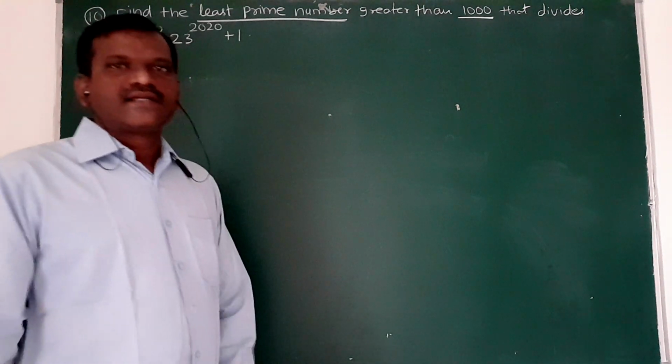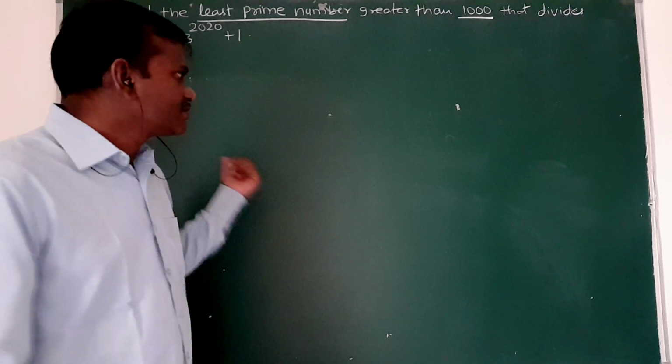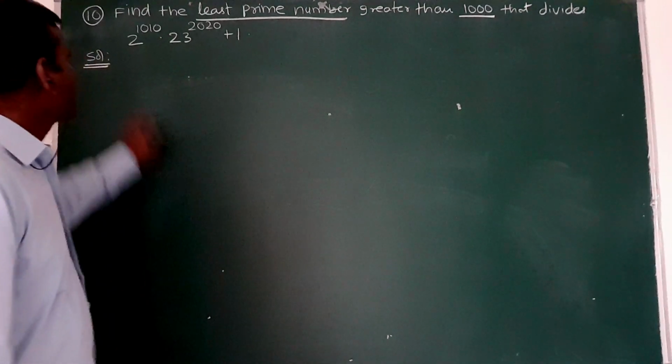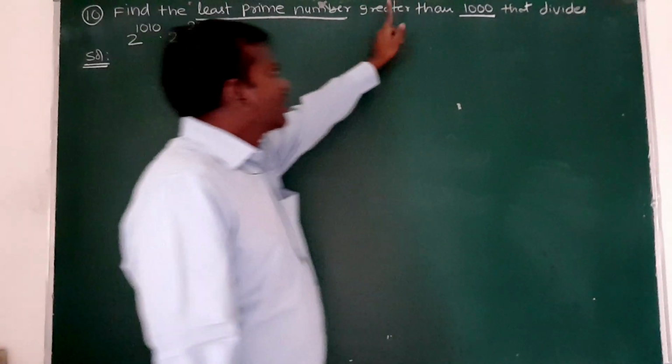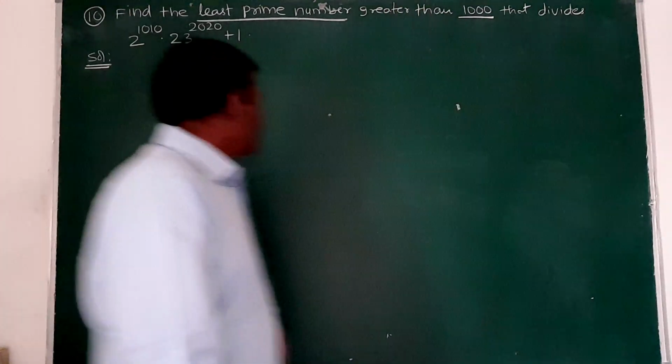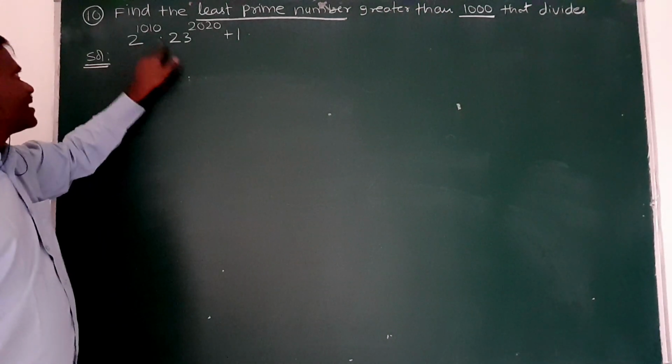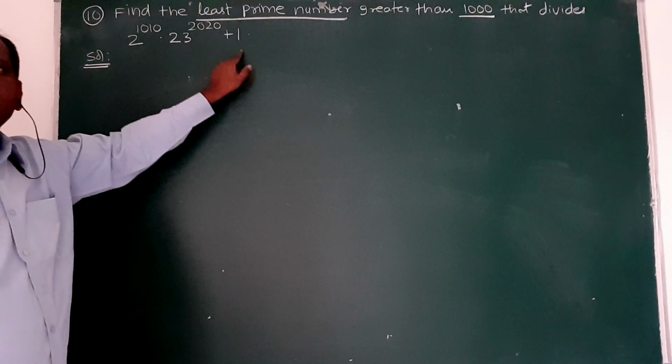Welcome to my channel. Today we will solve the algebra question. So see that question here. Find the least prime number greater than 1000 that divides 2^1010 × 23^2020 + 1.